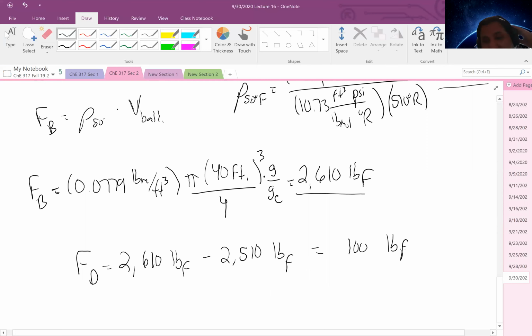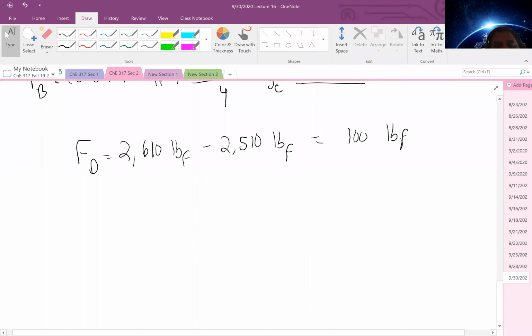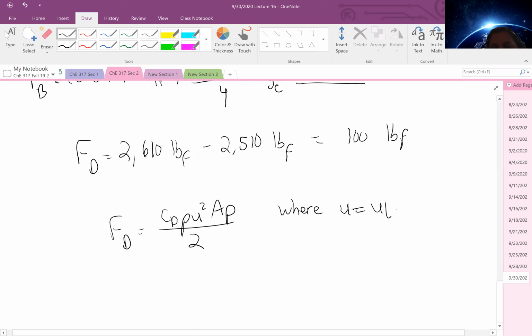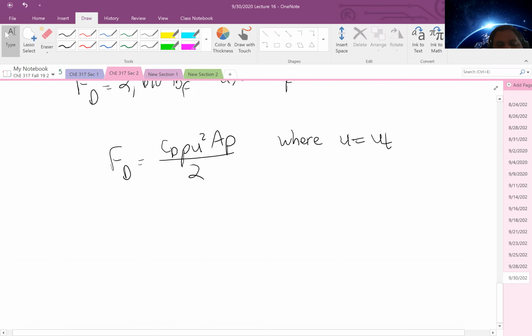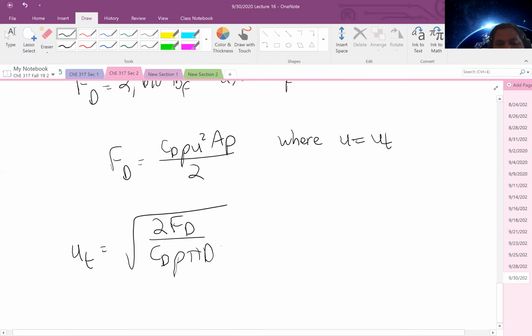So with that in mind, knowing the drag force, I can then solve for my terminal velocity by using my drag force expression, where the velocity that I have is my terminal velocity. And rearranging this, I can say my terminal velocity is the square root of 2 times the drag force divided by the drag coefficient times the density times the projected area, or pi d squared over 4, which makes this an 8.